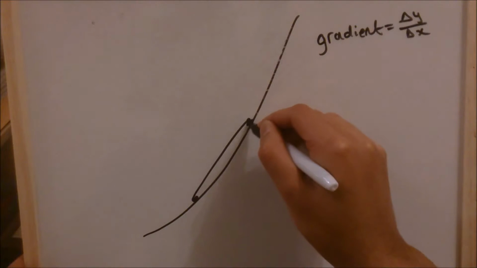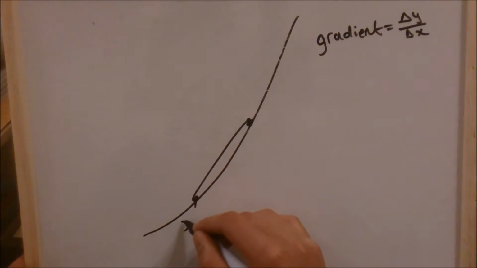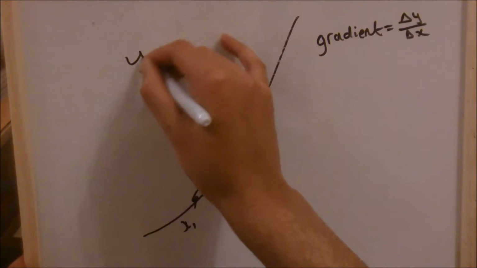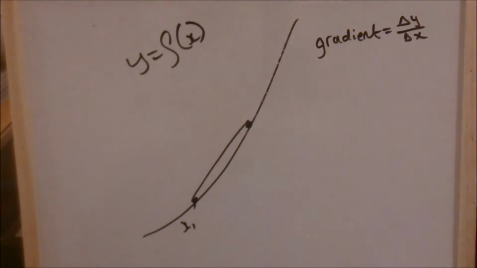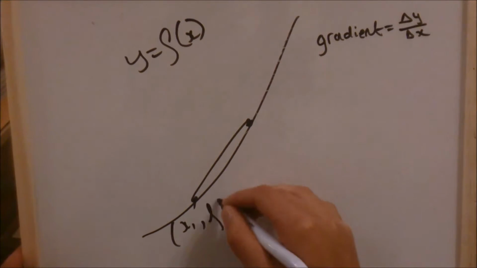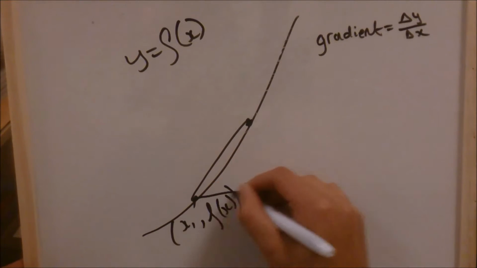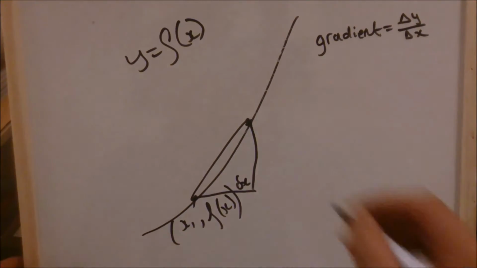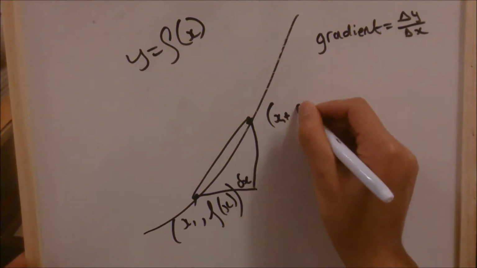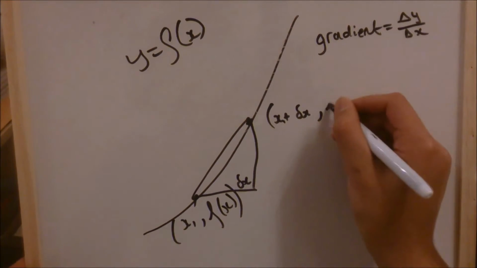The point where we need to find the gradient will have its x coordinate as x. Now its y coordinate will be represented as some function of x. So let's write the y coordinate as f of x. The next coordinate along will be a small amount to the right of x. So its x coordinate will be x plus delta x, and its y coordinate will be f of x plus delta x.